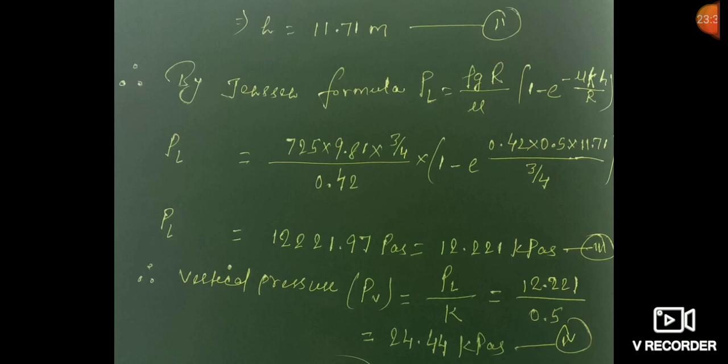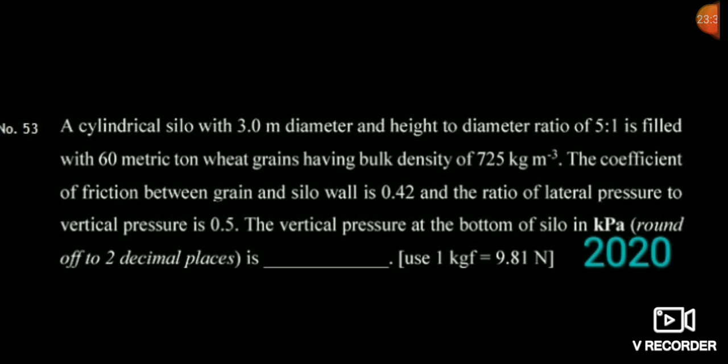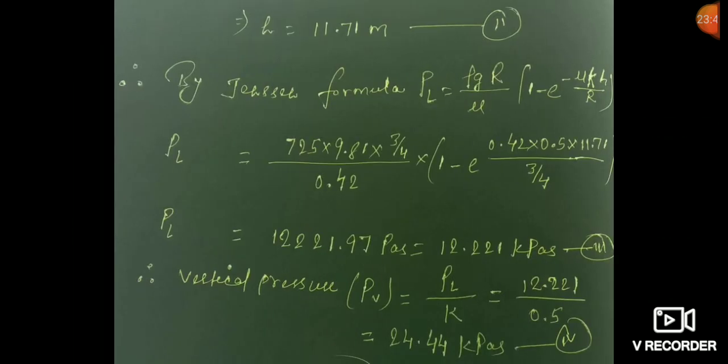And friends, you see that the question is asking the vertical pressure at the bottom of the silo, meaning it is asking the vertical pressure, not the lateral pressure. Friends, I have told you initially that you have to understand the difference between vertical pressure and lateral pressure. Vertical pressure is always acting vertically downwards and lateral pressure is always acting horizontally.